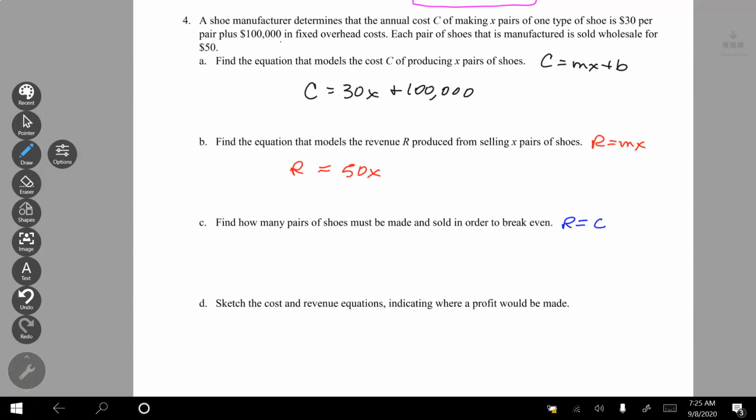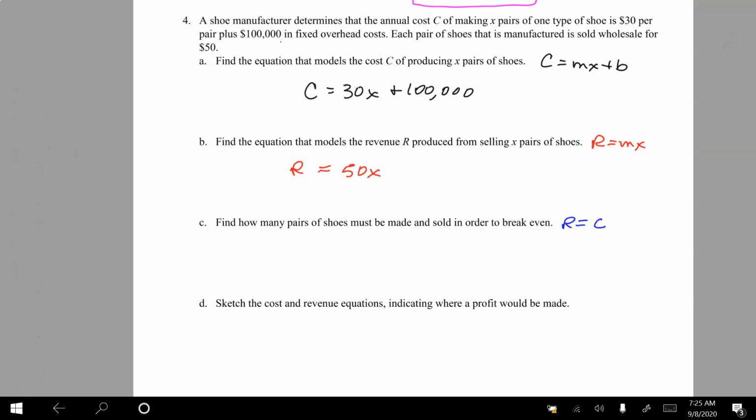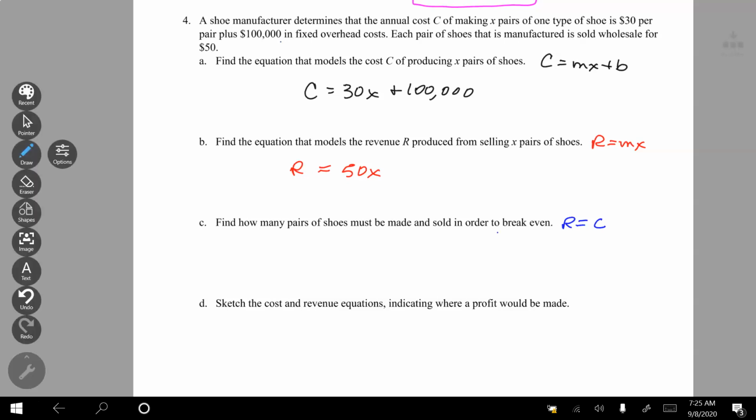So for this example, it's a shoe manufacturer, and cost is what it costs to make shoes. So each shoe costs 30 plus 100,000 fixed costs, so C equals 30x plus 100,000. Revenue is what you make every time you sell a pair of shoes. So in this case R equals 50x. The break-even point is when R equals C, so 50x equals 30x plus 100,000. 20x equals 100,000, or x equals 5,000 pairs of shoes.